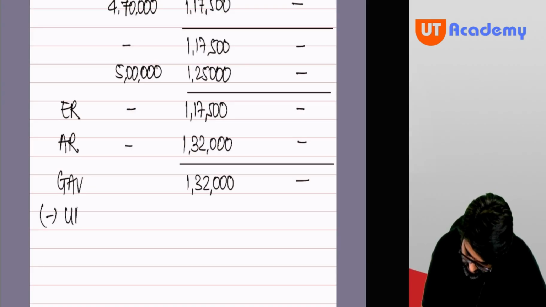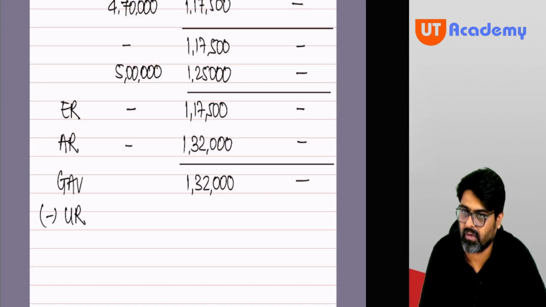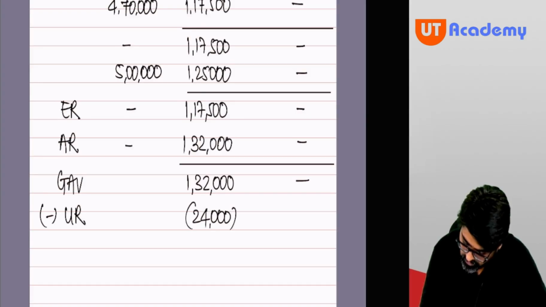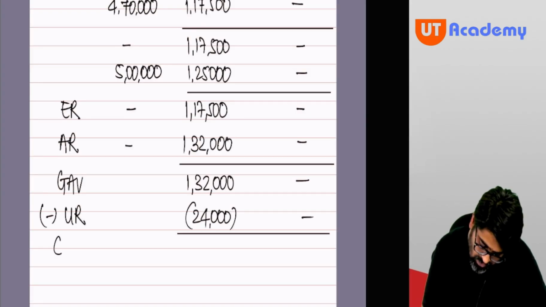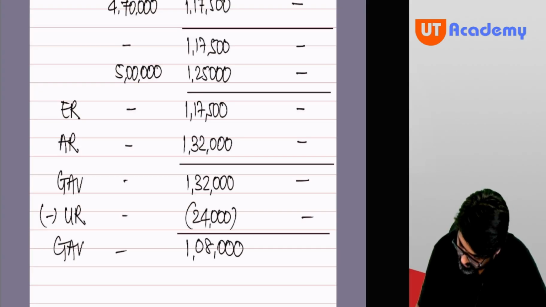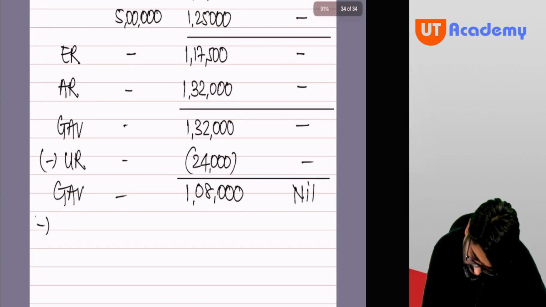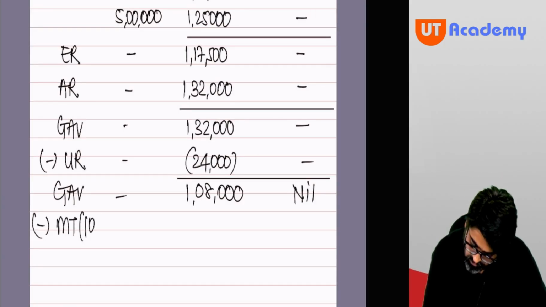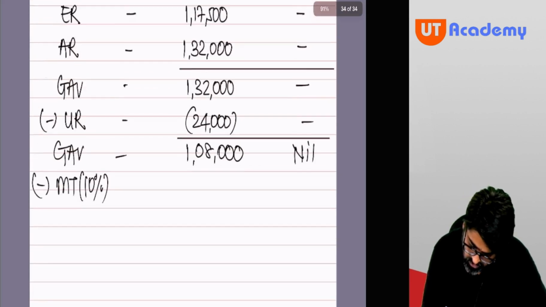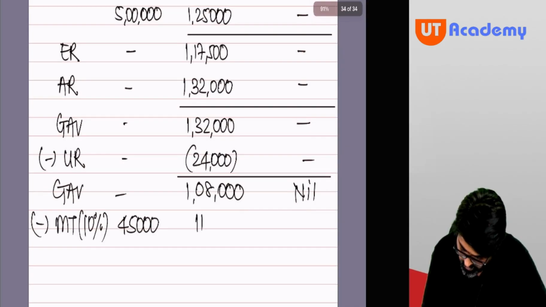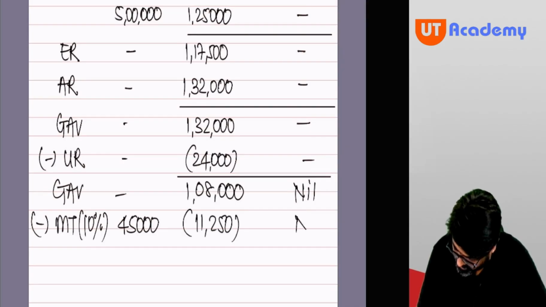Minus any unrealized rent. 2 months rent could not be recovered. 12,000 into 2 will be 24,000. That is unrealized rent, right? So the final GAV will be 1,08,000 and here it will be nil. Any municipal tax? How much percentage? 10% of municipal value will be 45,000. 45,000 into 1/4 is 11,250 and here it will be nil.